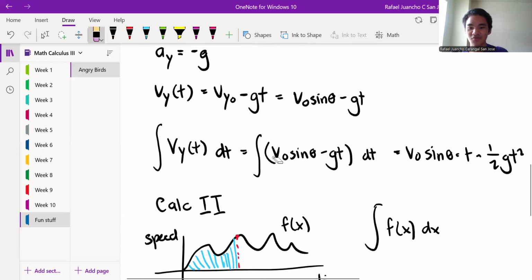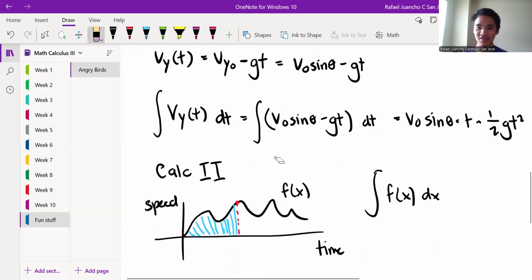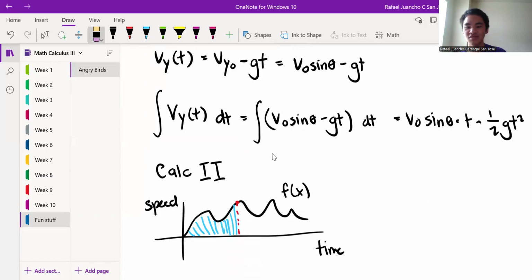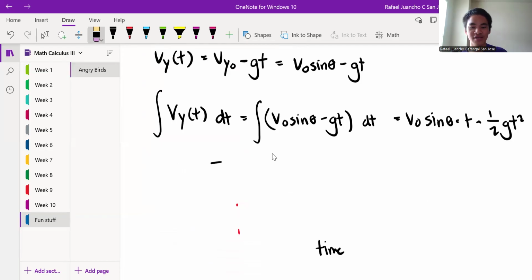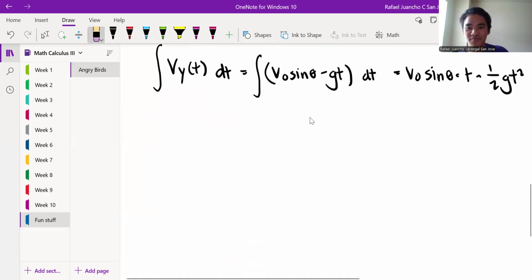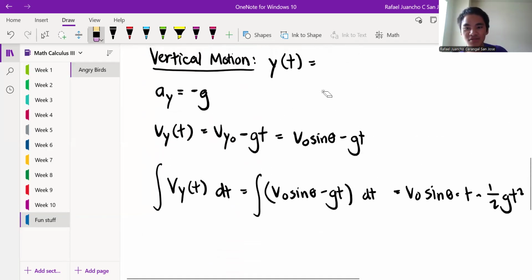Similarly, from our vertical motion here, we're given the speed or velocity, and so we take the integral of that to find the distance, the vertical position, how much the bird has traveled vertically. So we use integrals, some Calc 2 stuff, to do that. Right now I'm learning Calc 3 and I'm making videos on that.